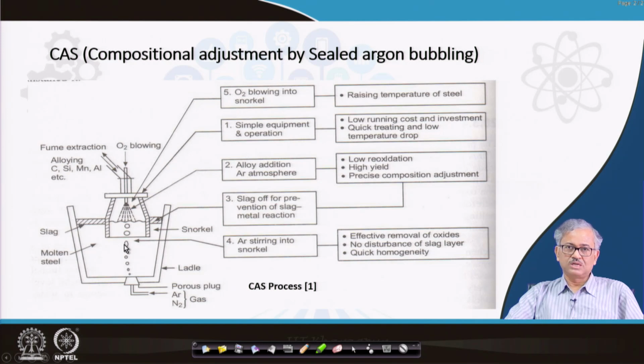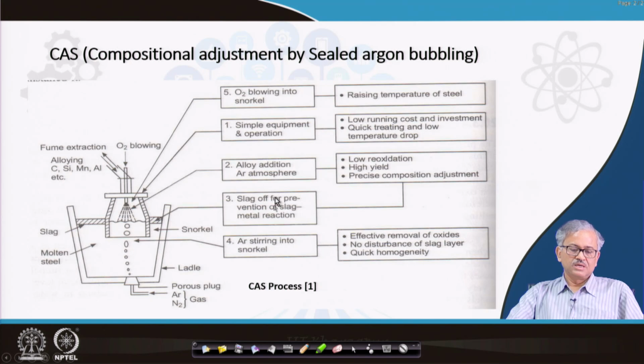Since you have good stirring, stirring also helps in removing the impurities. Whatever alumina forms is supposed to float on the top of the liquid bath. Okay, so then you can separate it out. That is the thing, and there is no disturbance of the slag layer and quick homogeneity.